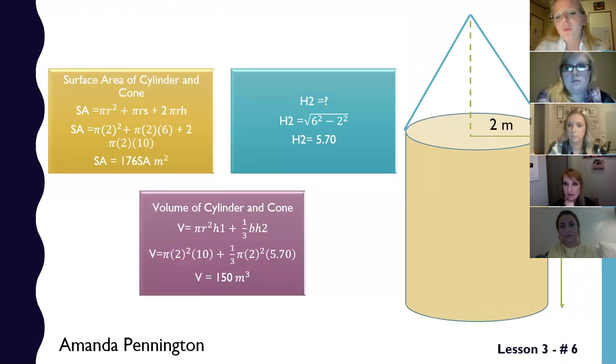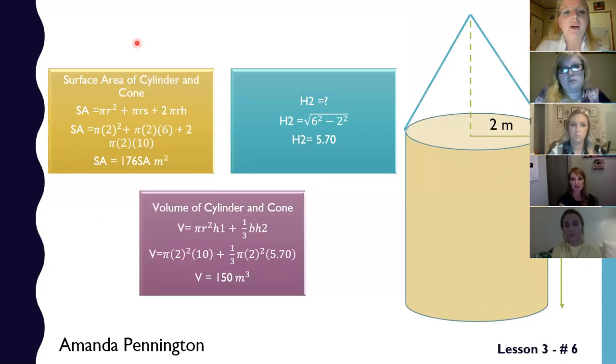And so when we have two shapes come together to make one figure, that means that we need to take the equations of both of those shapes, the cone and the cylinder, and add those together to find the surface area and the volume. So if you look in the yellow box up at the very top, it's going to give you that for you.